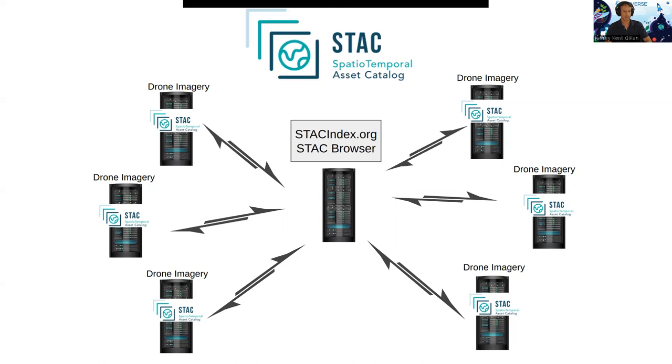The actual imagery assets, like the point clouds and the orthomosaics, digital elevation models, they stay on these remote servers. Like, we don't put them all in a central place. They can just be where they are. But it's the metadata that we bring to a central location. And that's where someone goes to find what geographic data is out there, to find what STAC catalogs to browse. It becomes kind of the central hub to find what you're looking for. And so that is STAC, Spatial Temporal Asset Catalog.